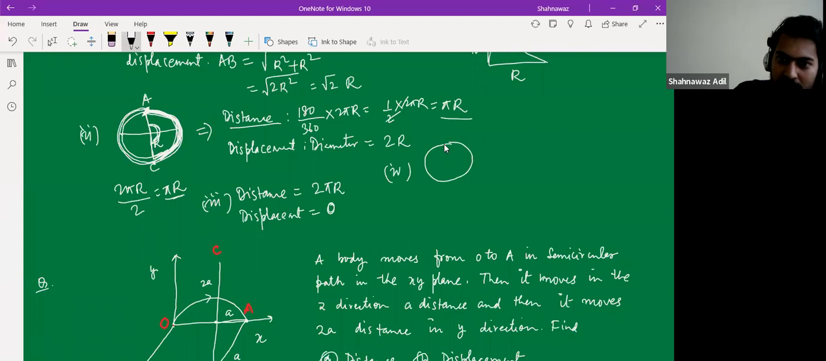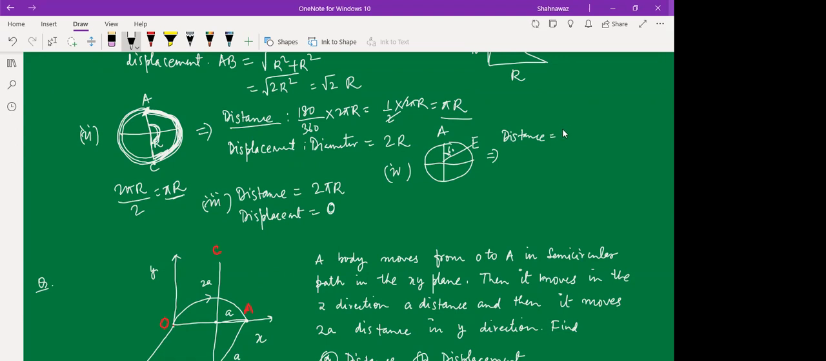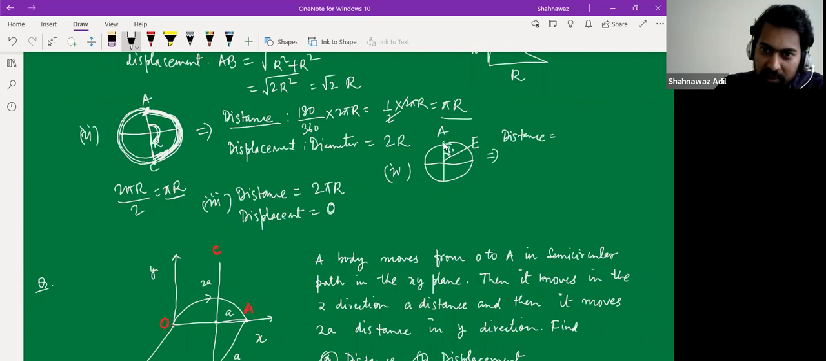And the final question is that when you travel 60 degrees, you start from here and you travel a 60 degree arc length. So this is 60, right? Let's say this point is A. Now what will be the distance? It goes from A and comes here to E, and the angle is 60.